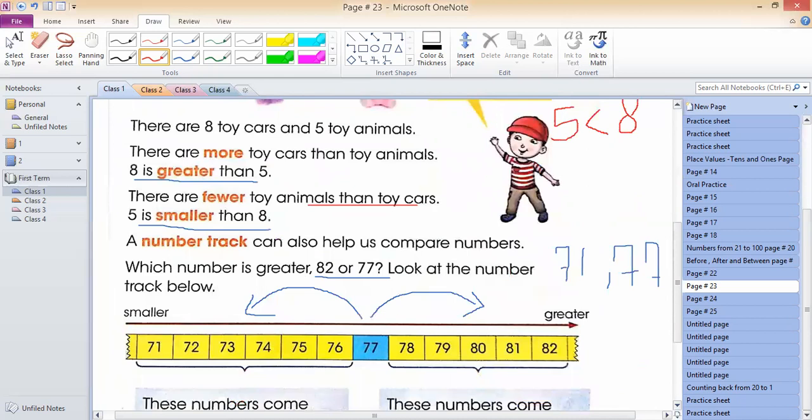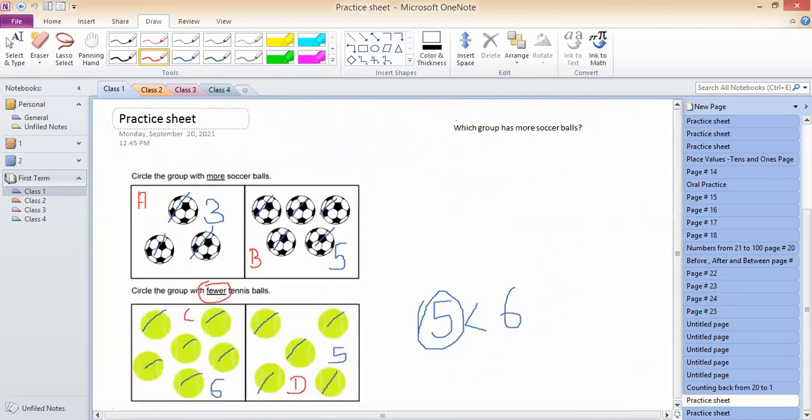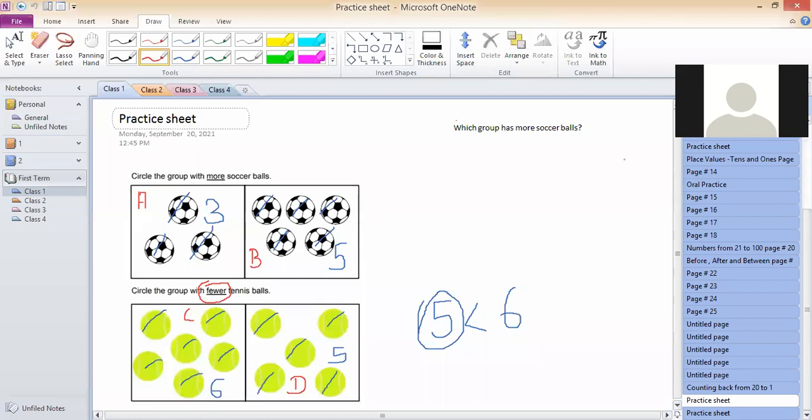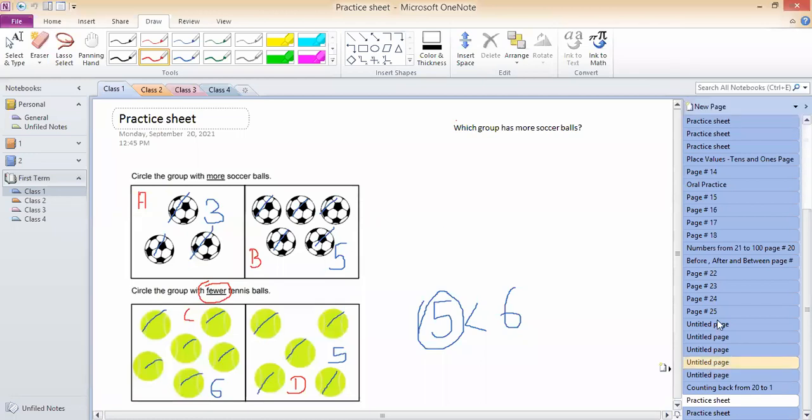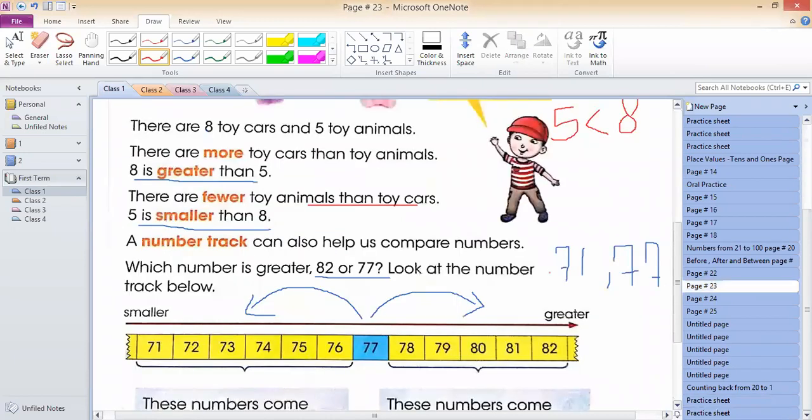This is what we learned yesterday. We also practiced some sheets, guys, where you counted the number of balls and checked there were 3, there were 5. So you say group A has fewer sugar balls and group B has more balls. So from these practice sheets, we got the concept of more and fewer. I just revised the concept of yesterday, what we have learned so far.